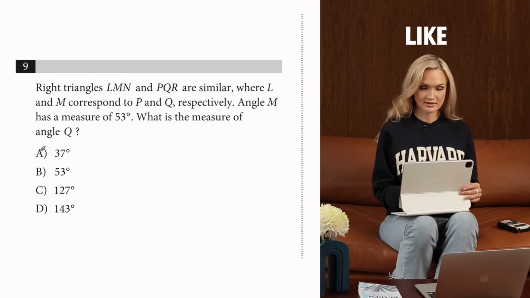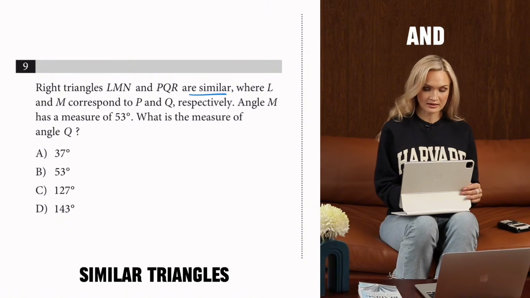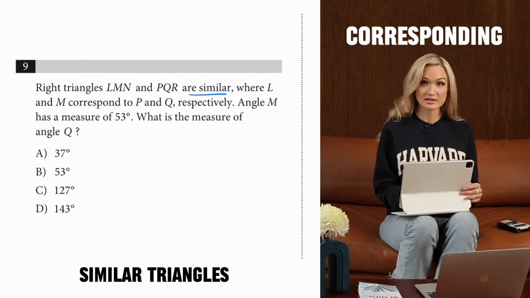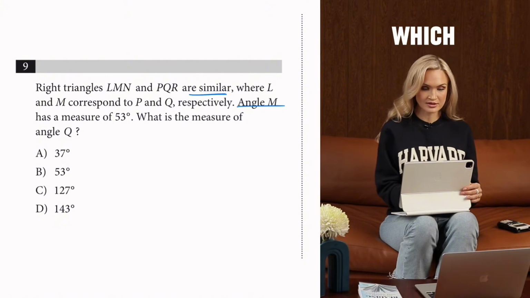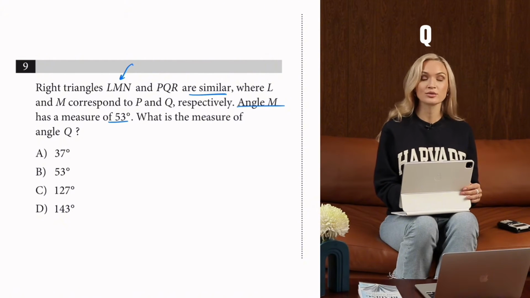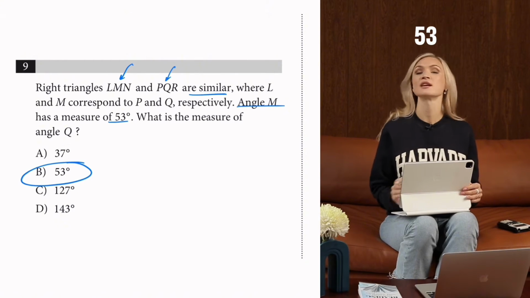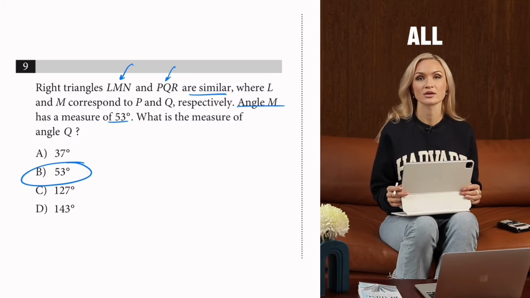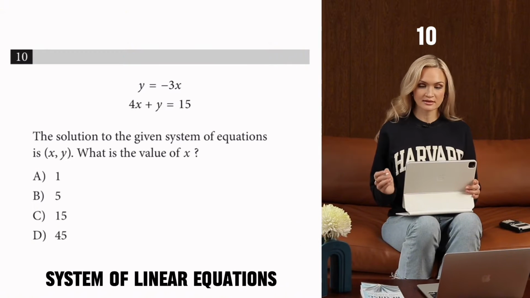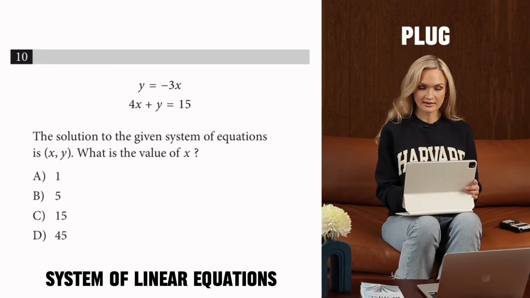Next one, looks like two triangles are similar. P and Q and L and M, they're corresponding. Cool. Angle M, which is in the second position, has a measure of 53. Angle Q, which is also in the second position, has to also equal 53 because when two triangles are similar, all of their angles are the same. Question 10, you can just use substitution and plug this in. So x is equal to 15.